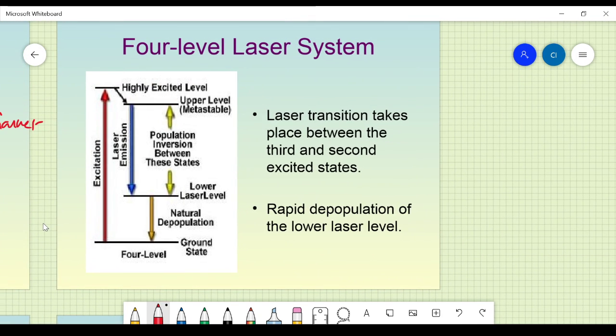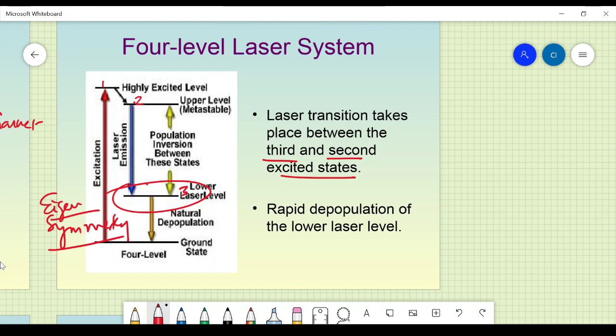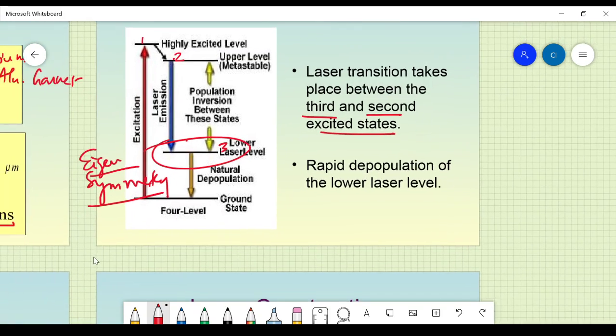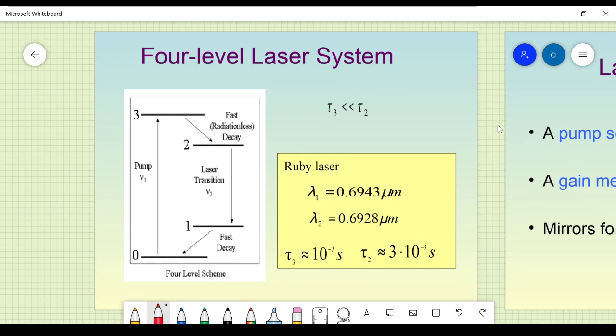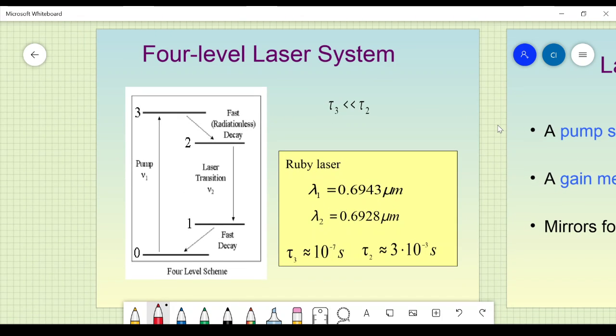I'm just putting in some more levels. So you can get a 4-level laser system in which the laser transition takes place between the third and second excited states. This is the first one, this is the second one, and this is the third one. So there is another state that exists. You can classify them in terms of eigenvalues or symmetry, if you want to consider it in terms of electrons. They are almost the same because they are considered as particles. Whether you consider the photon or the electron, most of them, when they come to the level of wavelength, behave in the same way. So here is an example that is given there.